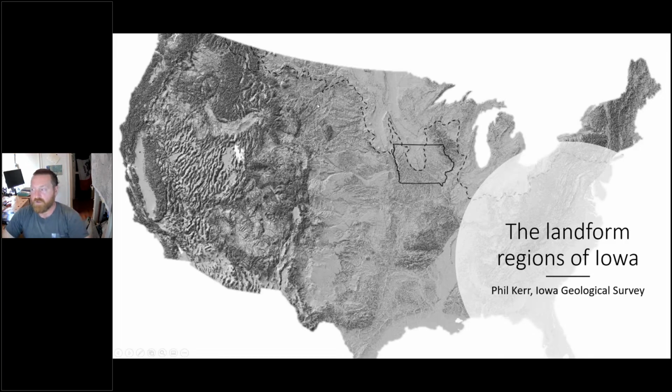So I'm going to be talking to you about the landform regions of Iowa. And this is really important because the way that the land is made due to geologic process really sets up everything that can go on, plant-wise, soil-wise, water-wise. It all is affected by the geology. And Iowa is a really unique region and has a bunch of interesting areas in it. And I'm going to tell you how they came to be and what they are.